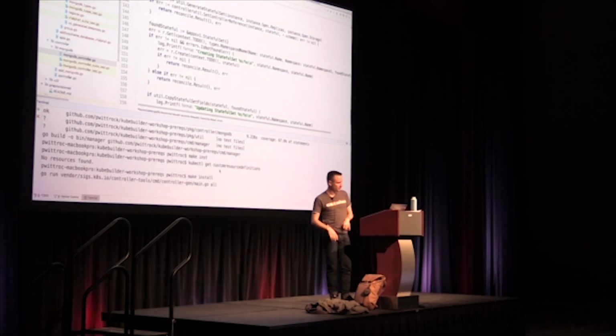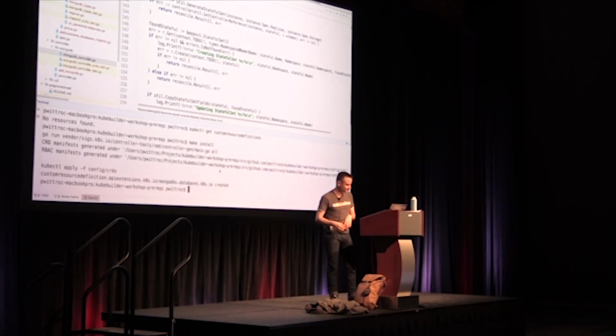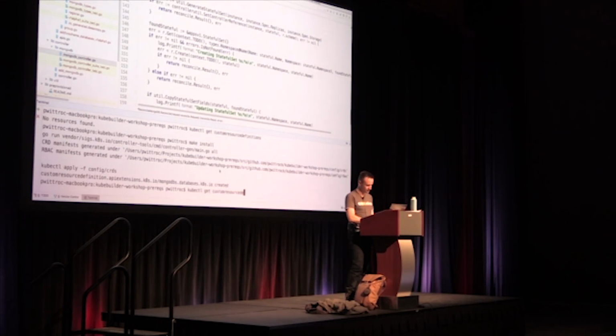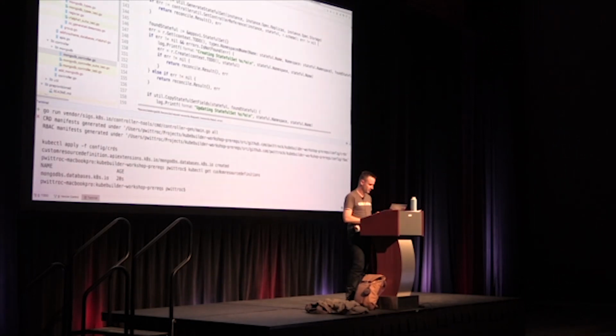So we're going to call make install. It says I generated CRDs. It generated RBAC rules, which we won't be using because we're not running in cluster. We're running locally. We can see the custom resource definition there.